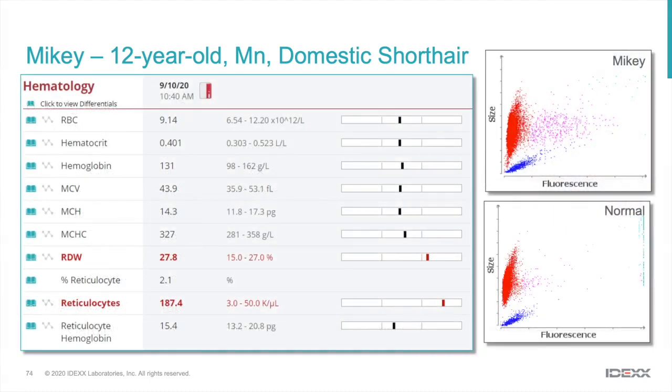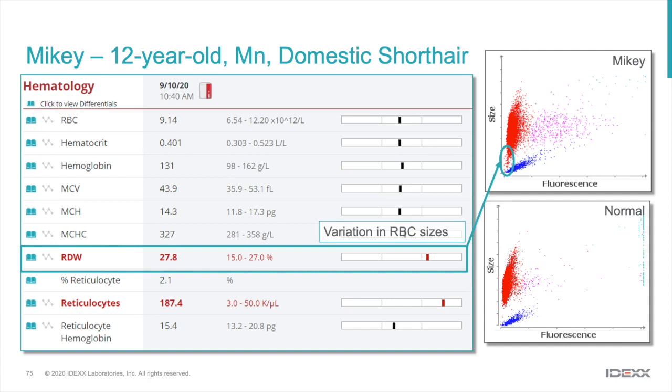In Mickey's CBC, there were only two abnormalities and they were both in the erythrogram. So here's the data, and notice I've also shown you the cytogram. Specifically, this is from the ProCyte DX, and we'll see how to use that when we do the interpretation of the data. But I think right away, you can see that Mickey's dot plot for the red cells and platelets is different than that of a normal cat. That's the starting point.